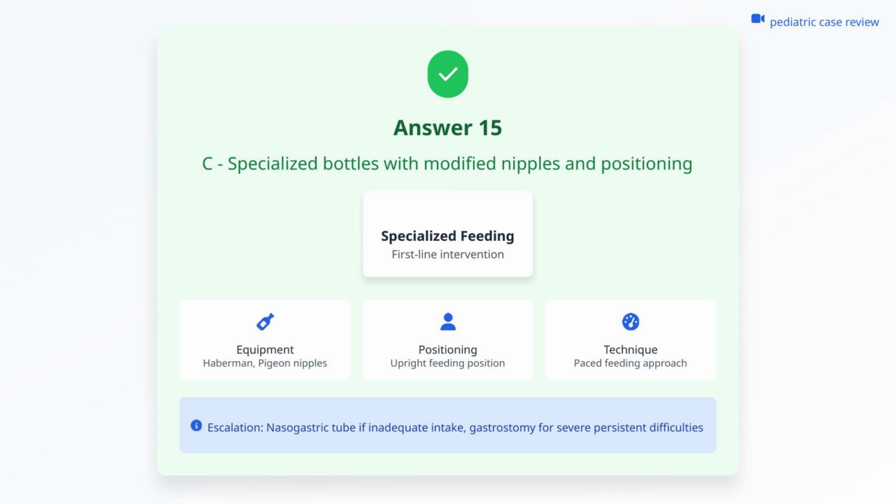Initial management includes specialized feeding equipment with modified nipples and careful positioning. Haberman or pigeon bottles allow better milk flow control. Upright positioning reduces aspiration risk. If these measures fail to achieve adequate growth, nasogastric tube supplementation is considered. Gastrostomy tube placement is reserved for severe, persistent feeding difficulties.